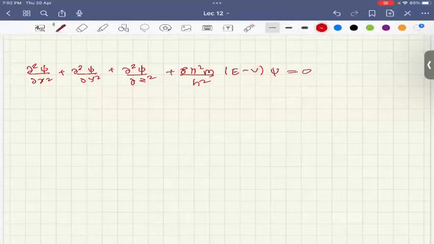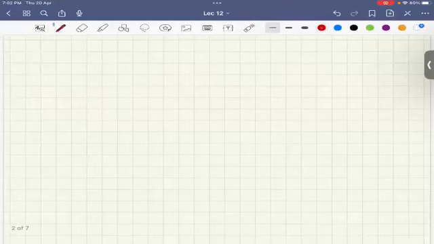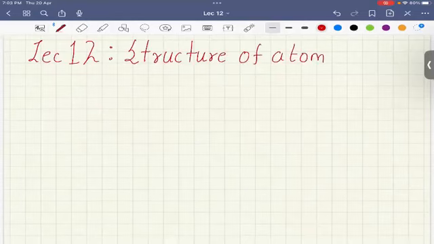We also studied that this expression could also be written in the form of H psi is equal to E psi, right? Where H stands for the Hamiltonian operator, right? And we also studied about the significance of the Schrodinger wave equation, right? So today we are going to build upon that. This is lecture 12, structure of atom, right?